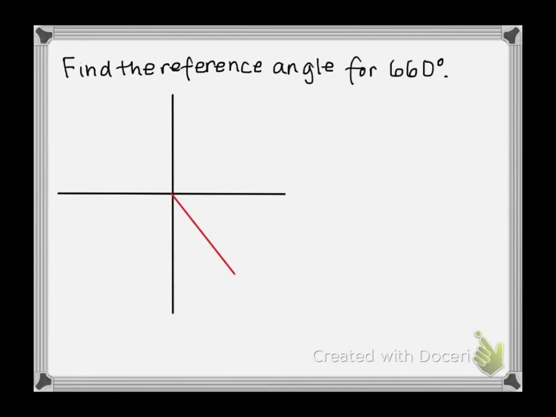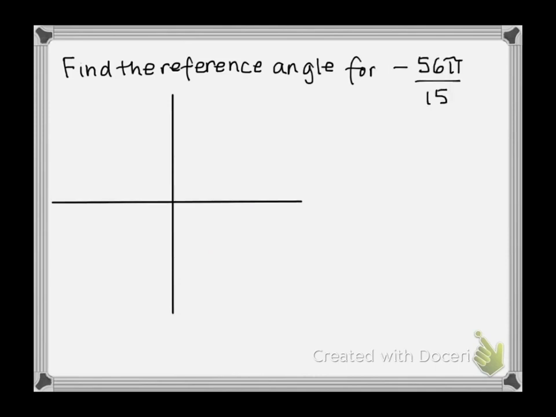And that's what I think is really useful to do, to really represent where this 660-degree angle is on the circle. And then I've got to think about the definition, which is the angle between the terminal side and the closest x-axis. So I need to know what that angle is there. And if you kept track of things, you would know that that angle is 60 degrees.